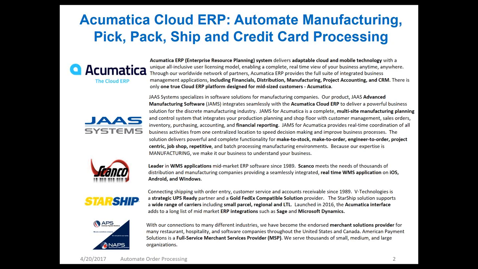And we have a full-service merchant services provider with us as well, North American Payment Solutions, or American Payment Solutions. And they serve thousands of small, medium, and large organizations. The great thing about American Payment Solutions is that they have learned how to get you the best rates with their Level 3 processing. So they use all the customer information in Acumatica to make sure that they can get the best rate on a sales order transaction when you're processing your credit cards.